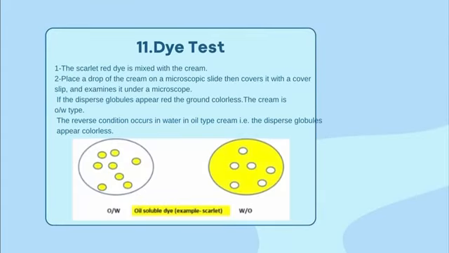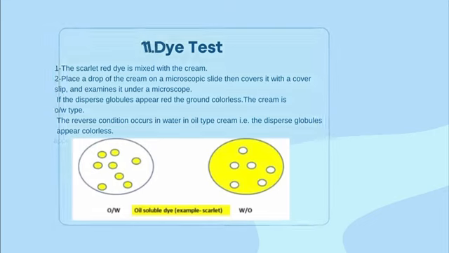11. Dye test. 1. The scarlet red dye is mixed with the cream. 2. Place a drop of the cream on a microscopic slide, then cover it with a cover slip and examine it under a microscope. If the dispersed globules appear red and the ground colorless, the cream is O/W type. The reverse condition occurs in water in oil type cream, i.e. the dispersed globules appear colorless.